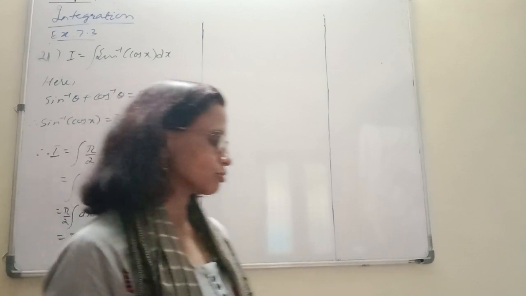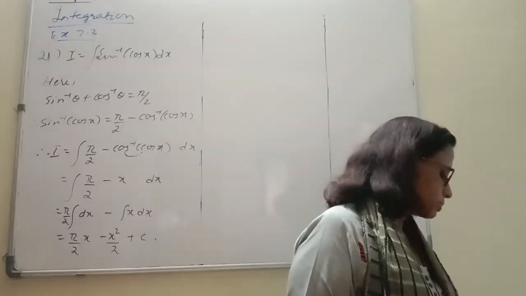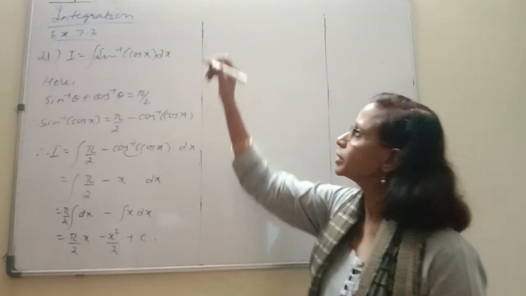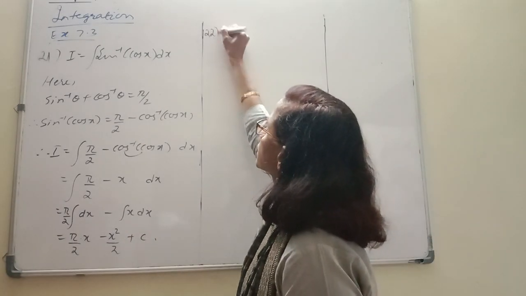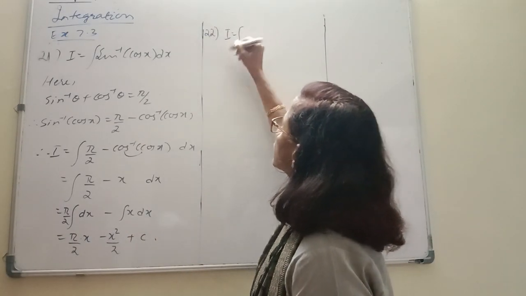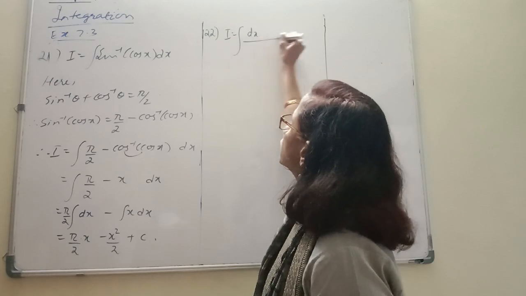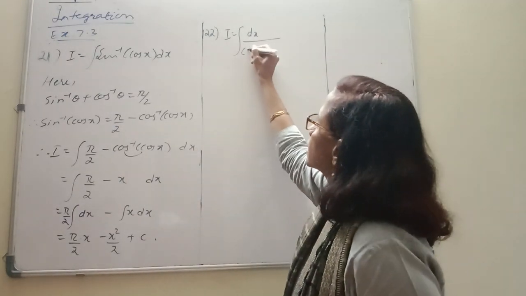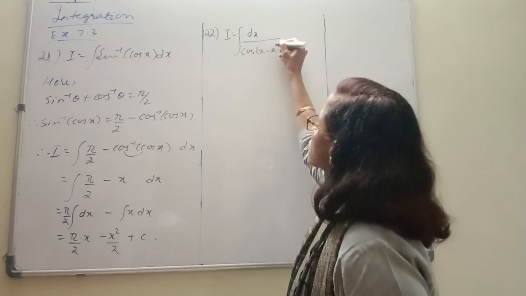It can be done by other methods also, but that is going to be a little more complicated, because you don't use the property. That's it. Once you do it like that, we can move to the 22nd problem, which says that I is the integral of dx over cos x minus a times cos x minus b.